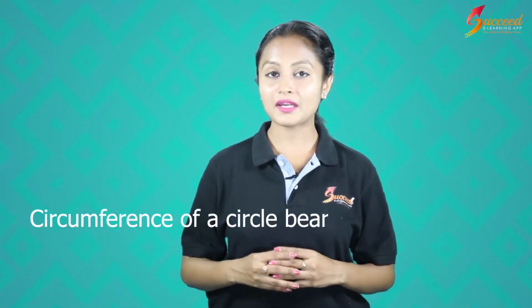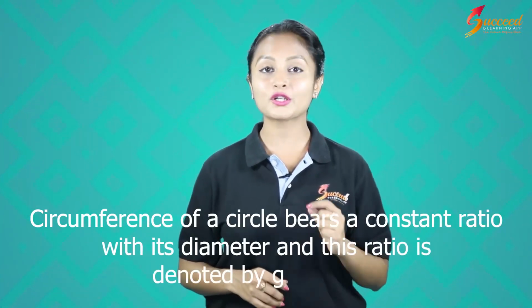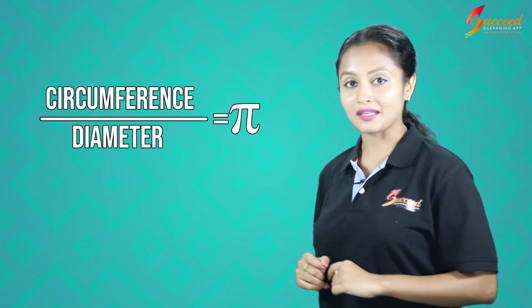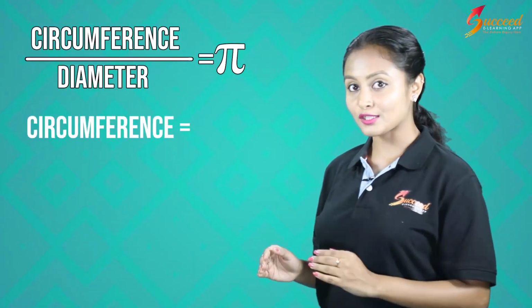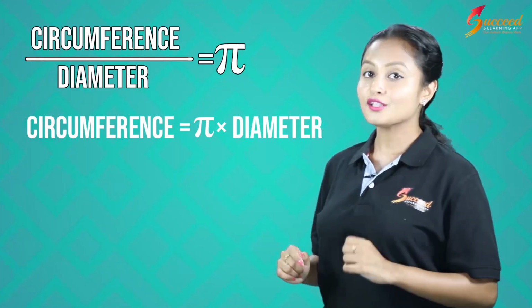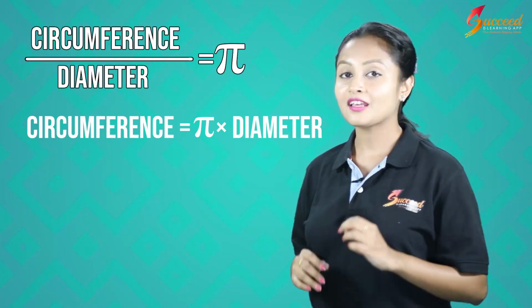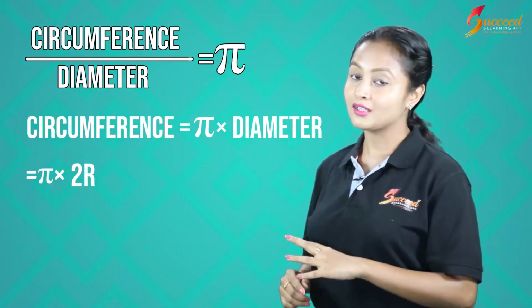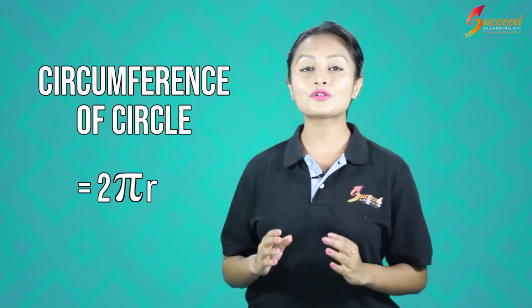Circumference of a circle bears a constant ratio with its diameter, and this ratio is denoted by a Greek letter pi. So if you look at this, circumference divided by the diameter is equal to pi. Now let us cross multiply. We get circumference is equal to pi times the diameter. We all know the formula for diameter is 2 times the radius. Now if you substitute it here, it will become pi into 2 into r. If you rearrange, the circumference of a circle is equal to 2 pi r.